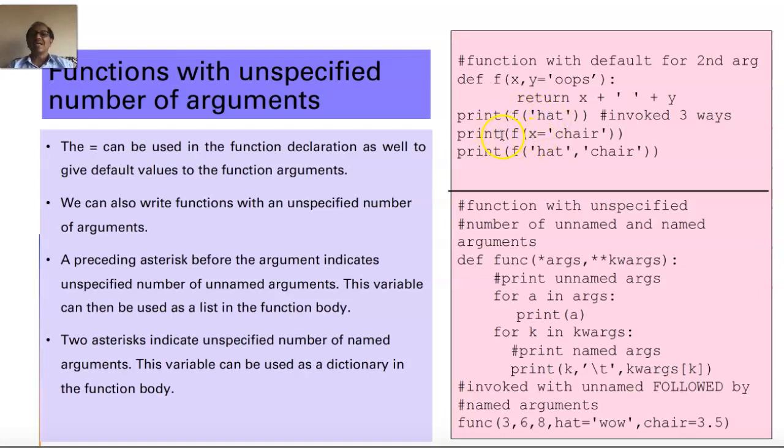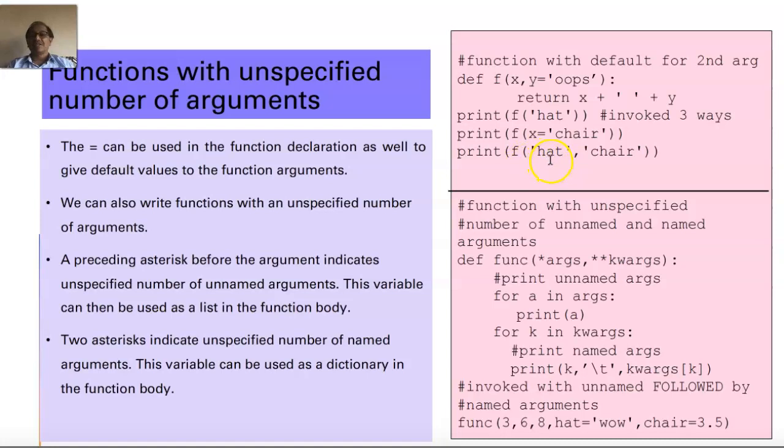Look at the second one. Again, the function has only one value. Again, 'chair' is the value assigned to x. The default value is 'oops' for y. So what does it print? It prints chair oops.